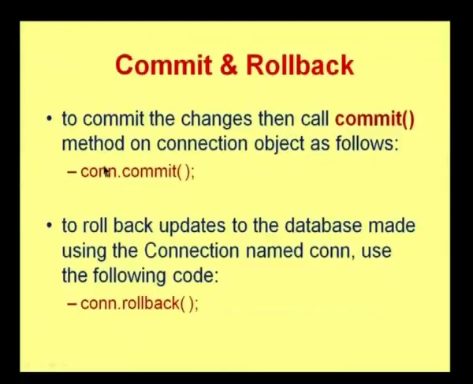So whenever I execute commit, all the operations that were done after my previous commit will be committed to the database. Then I cannot roll back. Once it's committed, it's committed. So when I call connection.rollback, it will try to roll back all the manipulations that I have done till my previous commit.